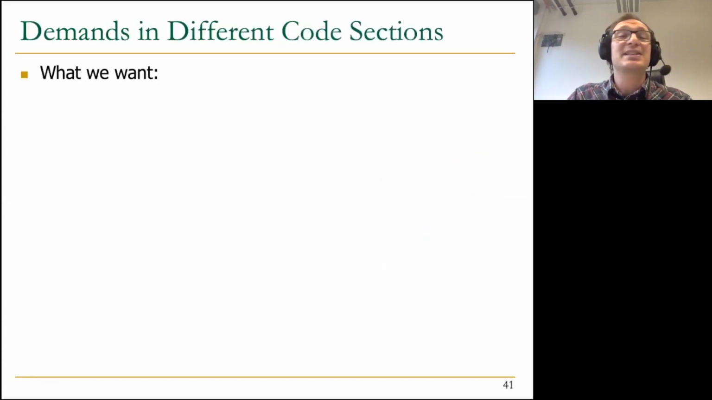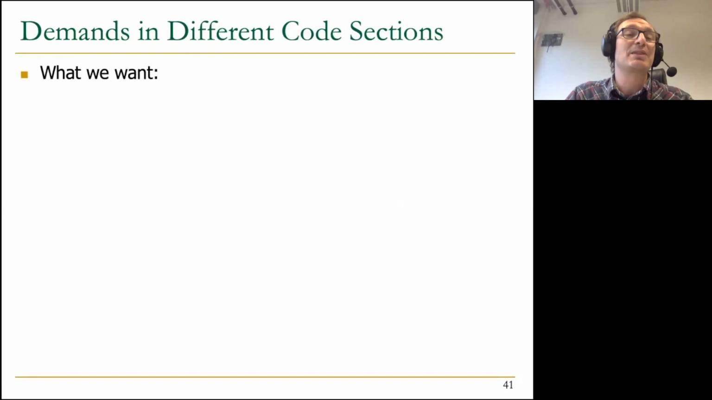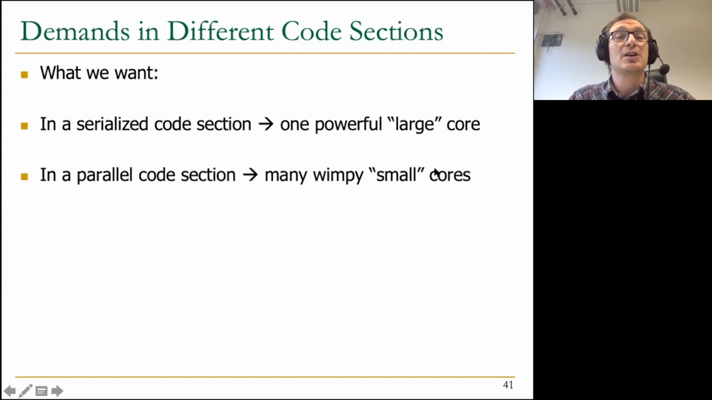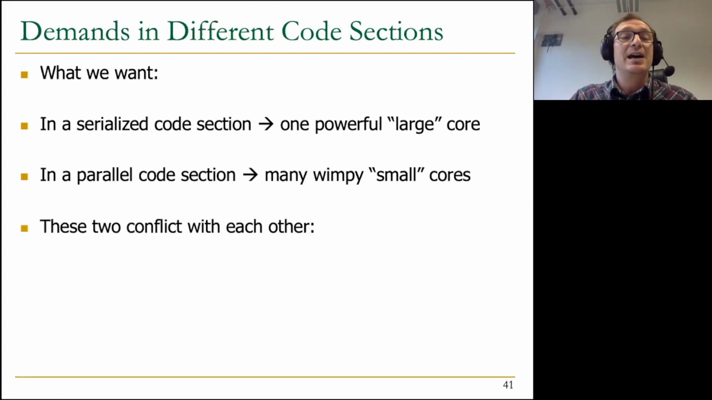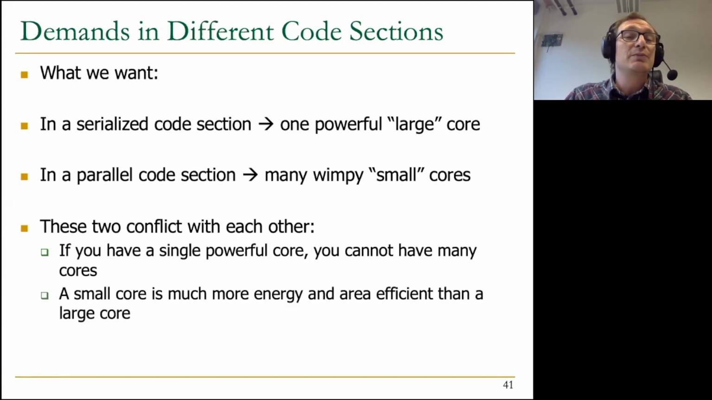But let me talk about the demands in different code sections. Now we're going to start to specialize for different code sections, not too much specialization, but some level of specialization. Clearly, these different code sections need different things. In a serialized code section, we really want one powerful large core that can execute very fast and get out of this code section very quickly, assuming you're bottlenecked by computation. In a parallel code section, we want many wimpy small cores. Let's assume that you parallelize your code really well. And these clearly conflict with each other. If you have a single powerful core, you cannot have many cores, assuming you have limited area budget, limited cost. A small core is much more energy and area efficient than a large core, clearly.